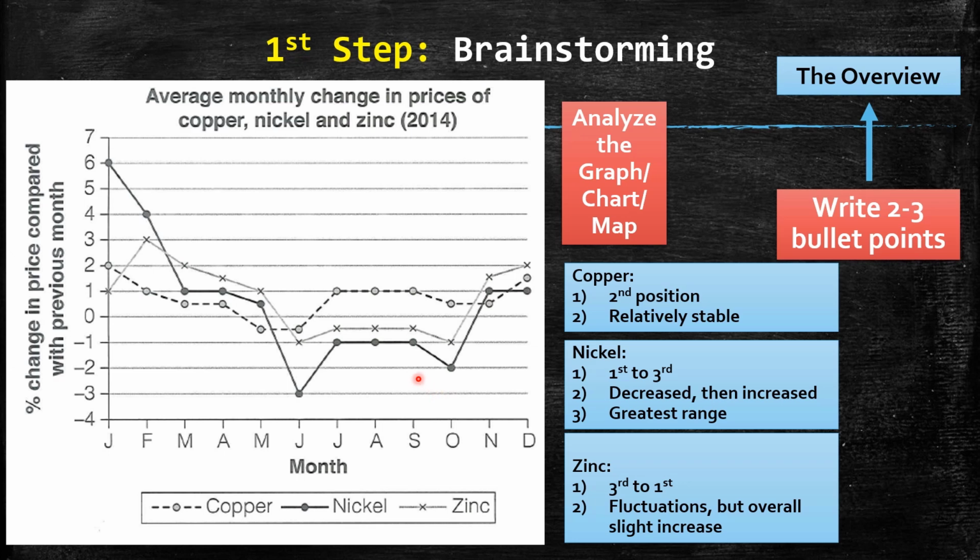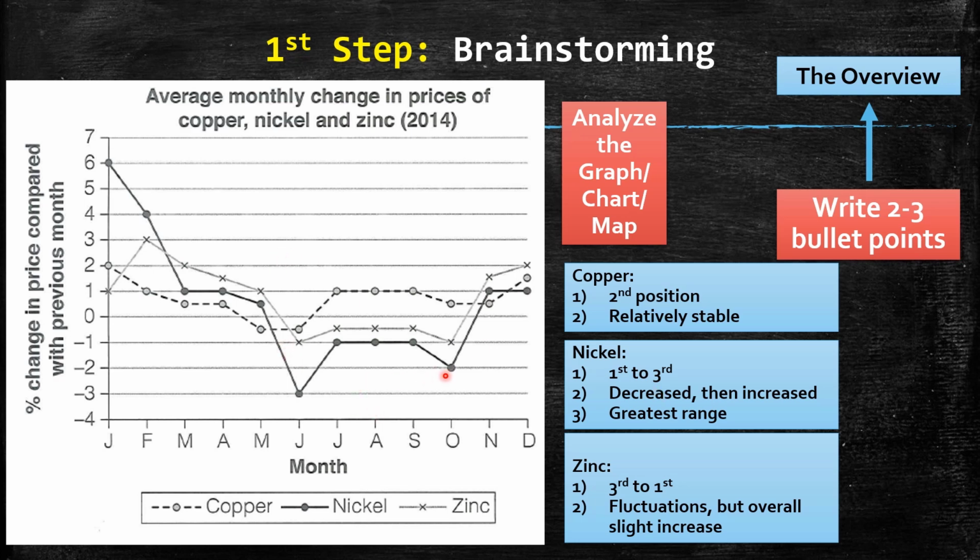For example, look at zinc. It fluctuates a lot, and nickel fluctuates the most. It decreased so rapidly from January to March, and then again it decreased drastically from May to June, but then it increased again. It increased from October to November, right? So it has changed the most. That's what I've written: decreased, then increased, greatest range. And also it's from first to third.